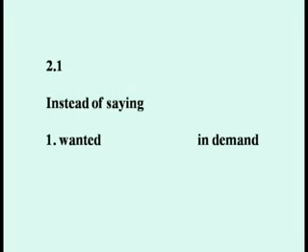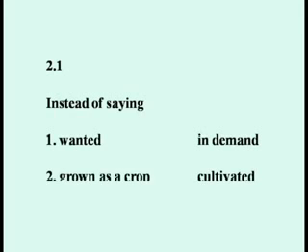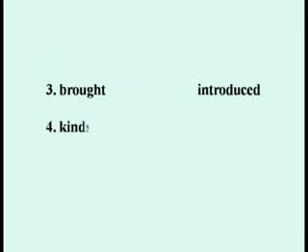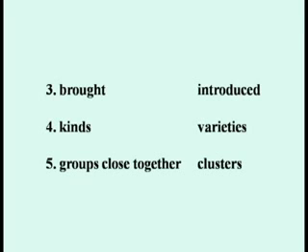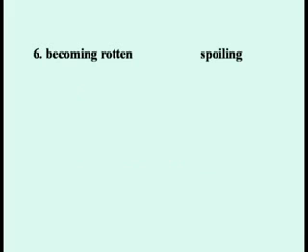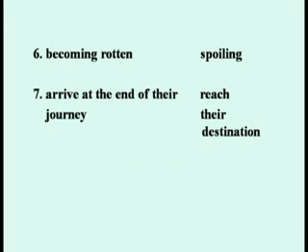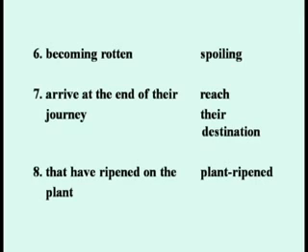For example, in number 1, the similar word for wanted is in demand, grow as a crop, cultivated, brought, introduced, kinds, varieties, groups close together, clusters, becoming rotten, spoiling, arrived at the end of their journey, reached their destination, ripened on the plant, taste, flavor, parts, elements, kept from becoming rotten, preserved.